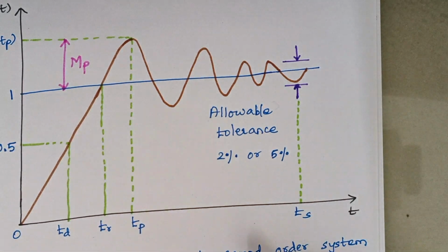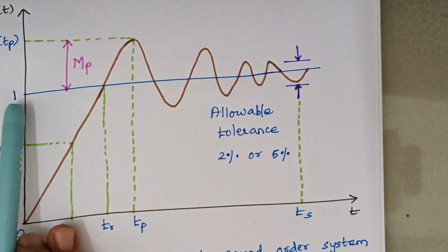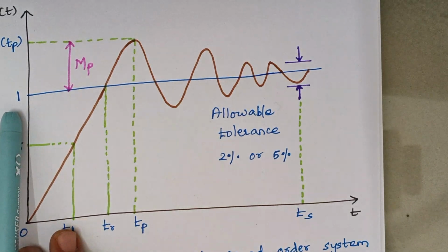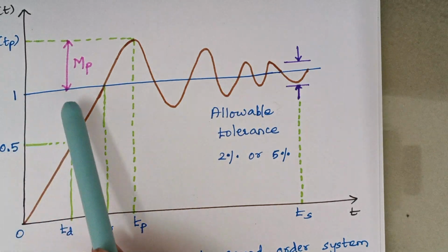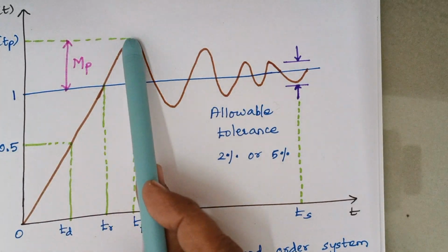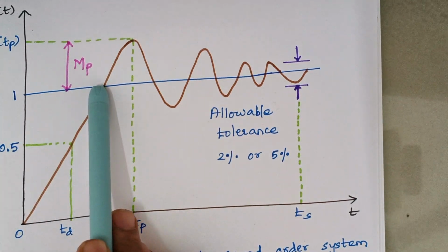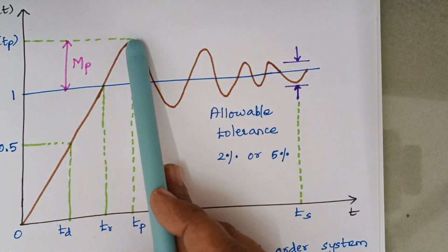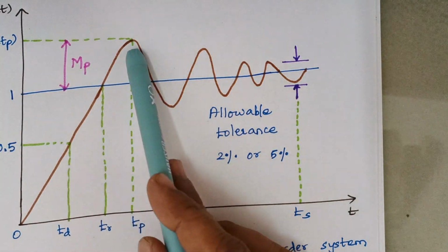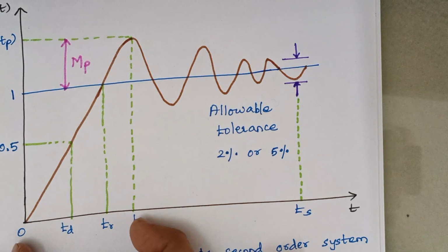Right. Then the next one is peak time. Here the expected output is 1. The maximum value should be 1, but sometimes the output response will go beyond that 1. That is known as the peak value. The expected value is 1, but sometimes the output response goes beyond the final value, and that is known as the peak value. The time taken to reach the peak value is known as peak time, that is, this interval from 0 to TP.